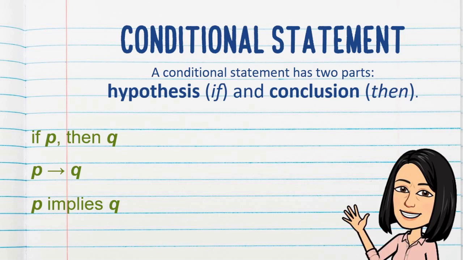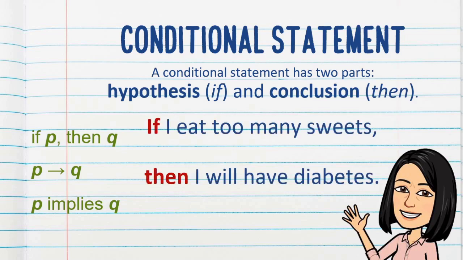Let us give an example, to make it clearer. If I eat too many sweets, then I will have diabetes. So, we have two keywords, if and then. After the word if, we will find our hypothesis. In this example, the hypothesis is, I eat too many sweets. After the keyword then, we will find our conclusion. So, our conclusion in this particular example is, I will have diabetes.